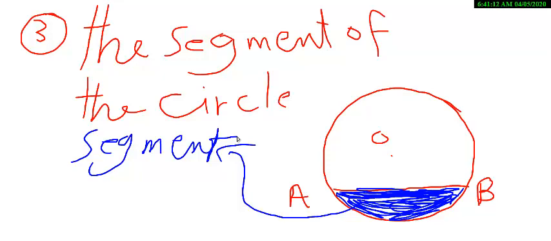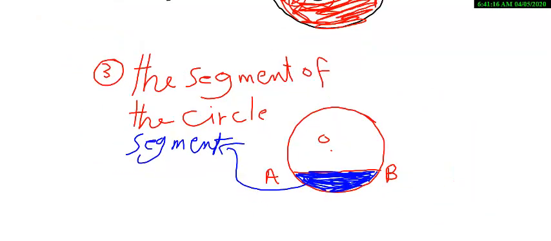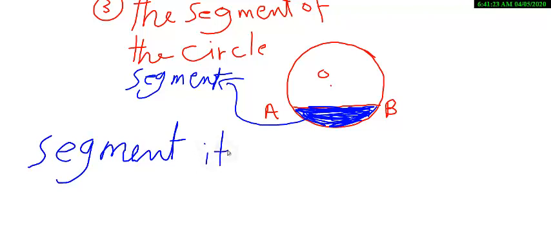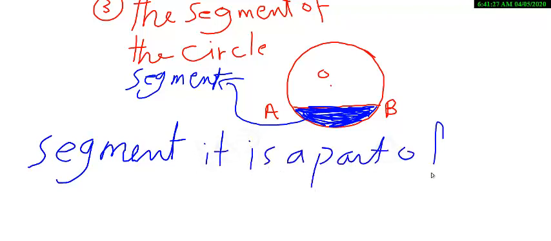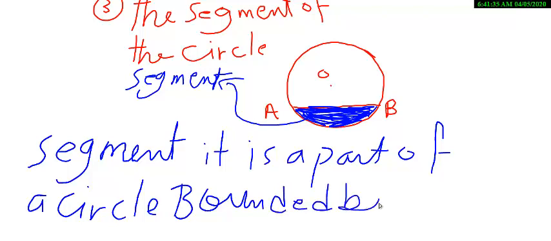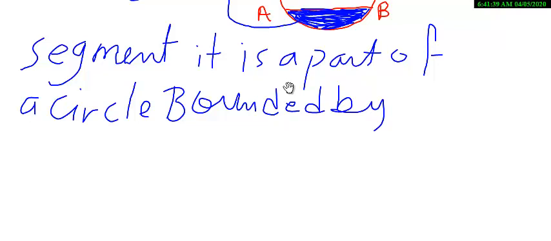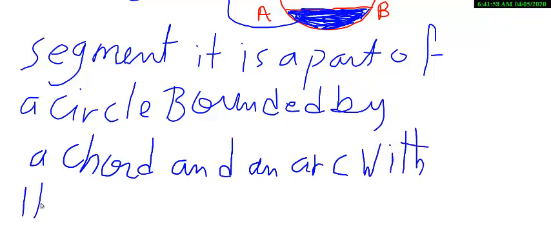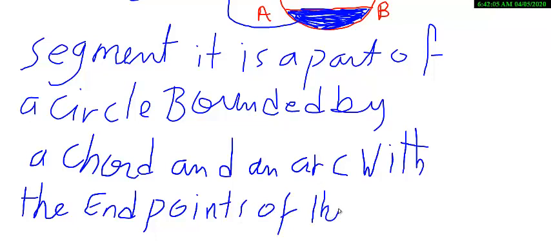So we need to write down the definition of the segment. Segment: it is a part of a circle bounded by a chord and an arc with the endpoints of the chord.